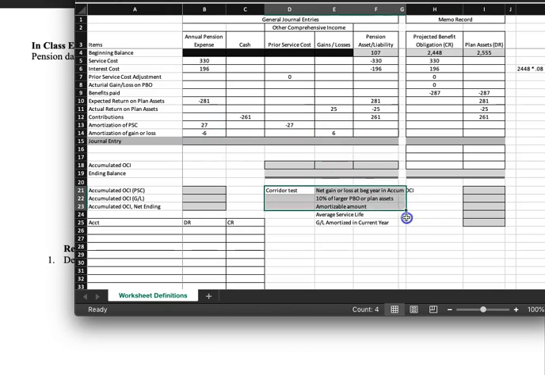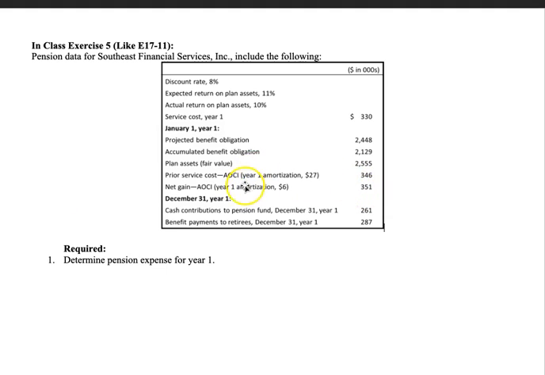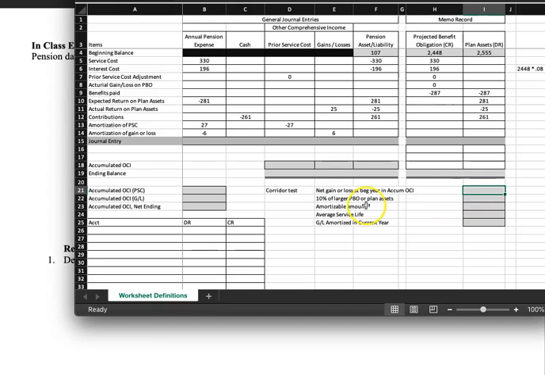There's what we call a corridor test, and it's down here on our little form. We take our net gain or loss at the beginning of the year in other comprehensive income. Now, what was our beginning balance? Well, it told us our beginning balance was a net gain of 351. Doesn't matter if it's a gain or loss, you put it in as a positive number. 351 is the total gain or loss, that's net.